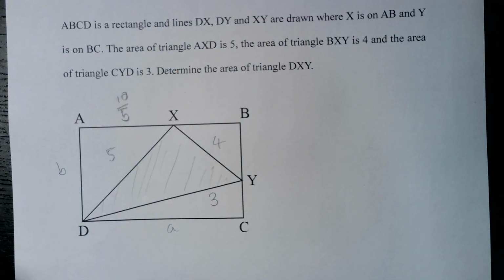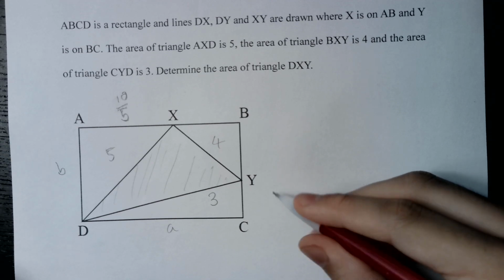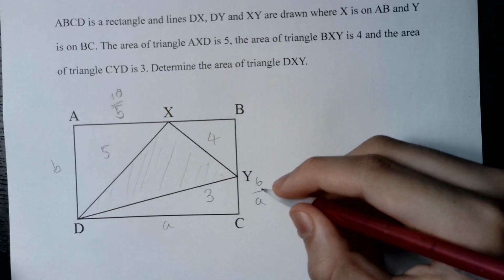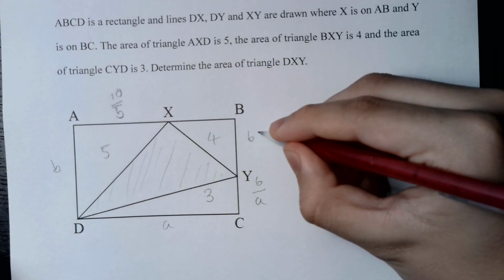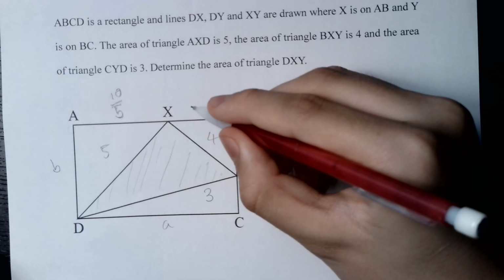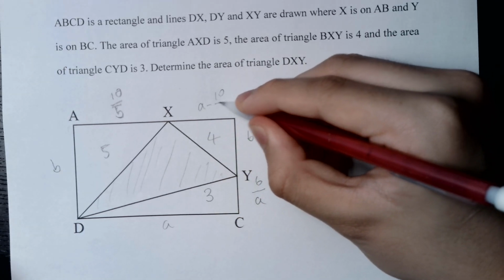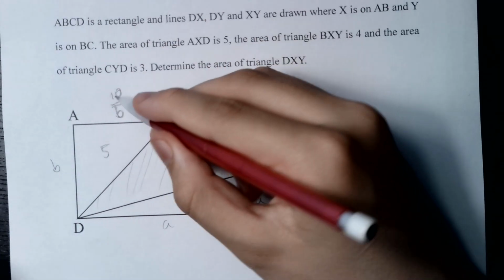Okay. And now the same thing for this side down here. Similarly, this side down here has to be equal to 6 over A. And now because this is 6 over A, we can label this side up here as B minus 6 over A. And this also means that this side here is going to be equal to A minus 10 over B. This is a B, by the way.